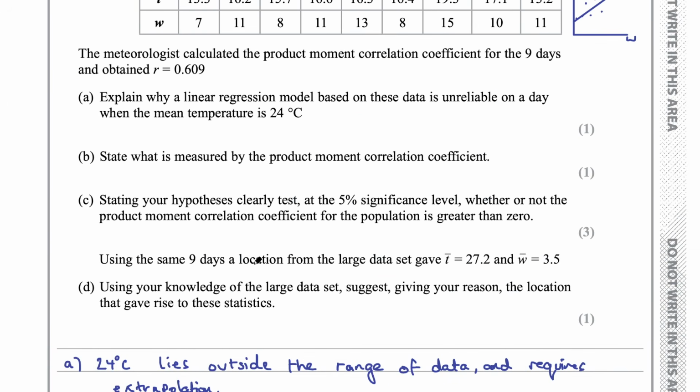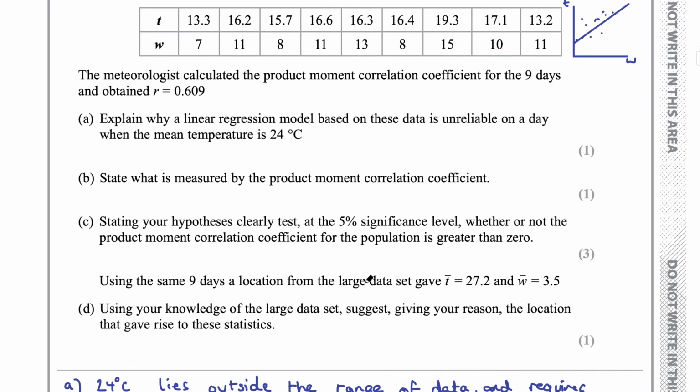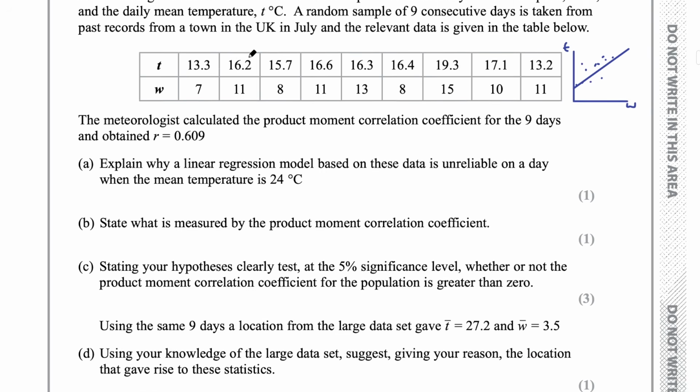Part D says, using the same 9 days, a location from the large dataset gave a mean temperature of 27.2 and a mean wind speed of 3.5. And part D asks, using your knowledge of the large dataset, suggest, giving a reason, the location that gave rise to these statistics. Okay, so it's using the same 9 days as these ones.